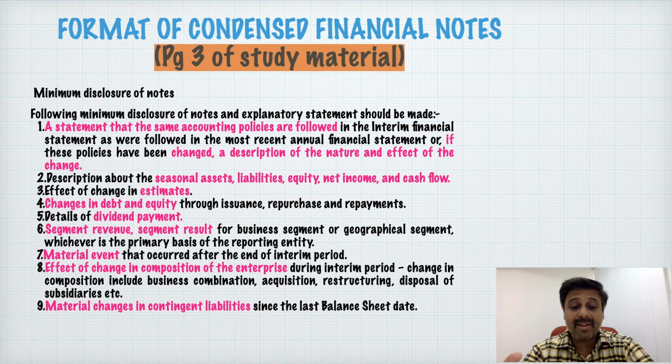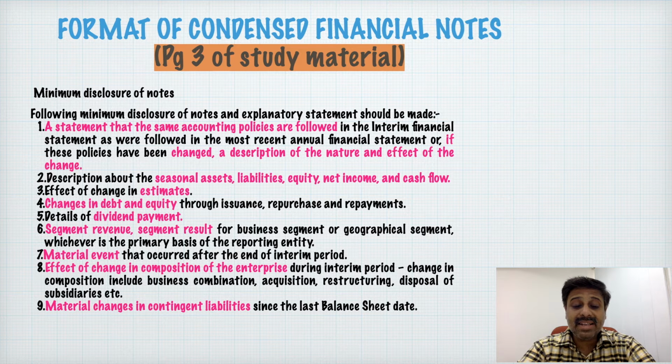So segment revenue is to be disclosed, segment results is to be disclosed, which may be business segment or geographical segment, whichever is the primary reporting segment for the entity, which may be based on different products, then business segment, different areas, then geographical segment. Based on that, the segment revenue and results should also be disclosed.